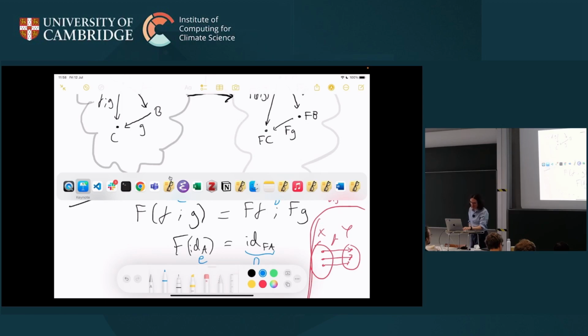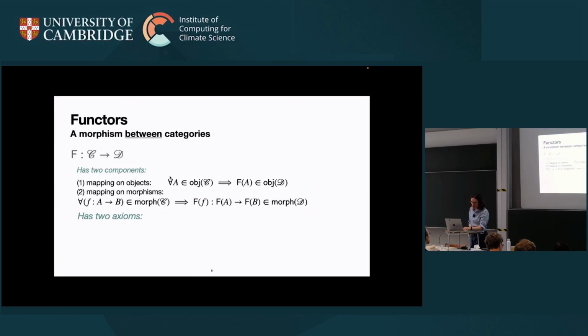Okay, so how does this relate to programming? These are just slides that say what I've said there. We've got these two components that we have to remember, the mapping on objects and the mapping on morphisms. This is just written in a more formal way. For every morphism A to B in C, we get a morphism that goes FA to FB in D.